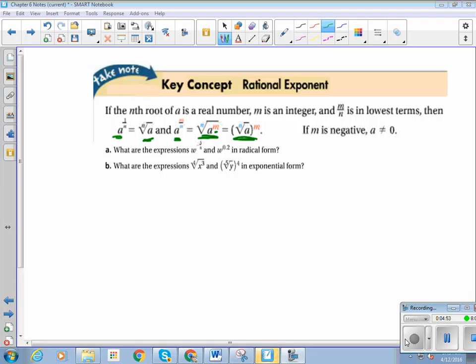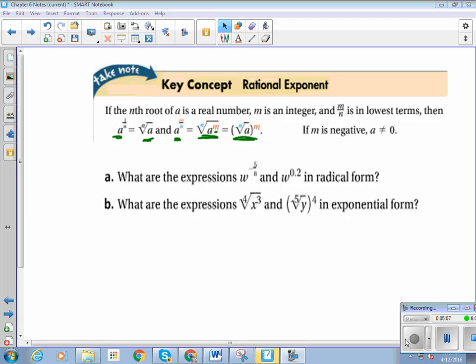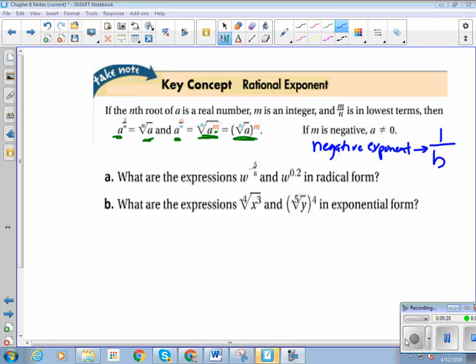Your method should be whatever makes your answer easier to find. If m is negative, a cannot be equal to 0. Got it. Okay. And then just a reminder, a negative exponent implies 1 over the base with the positive exponent, so it reduces that.